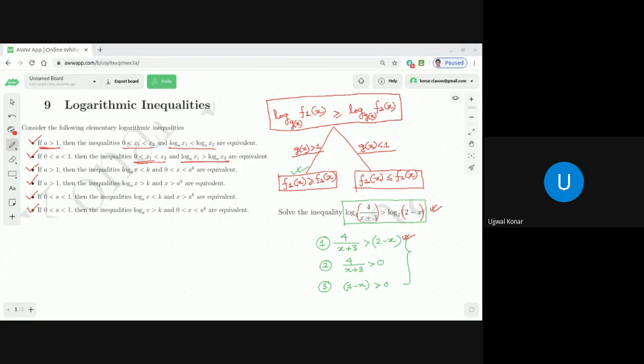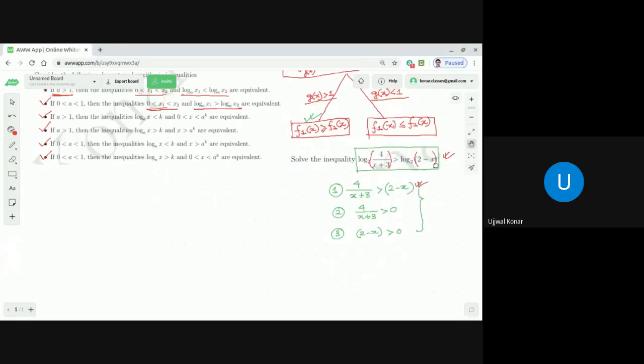Before that, dear students, I will state the two fundamental points. What are they? First, an inequality of the form log of f(x) base a greater than b.